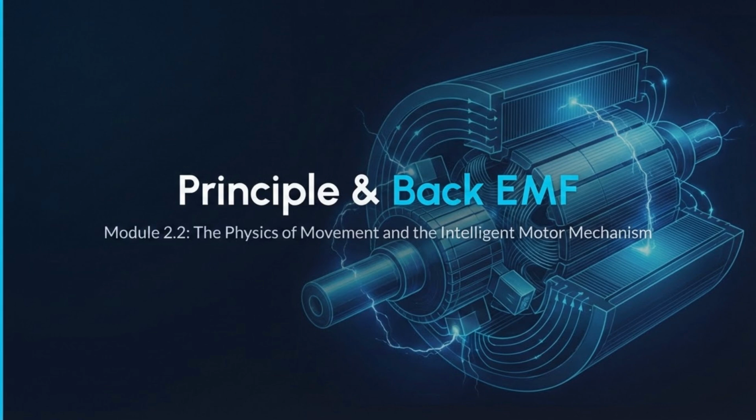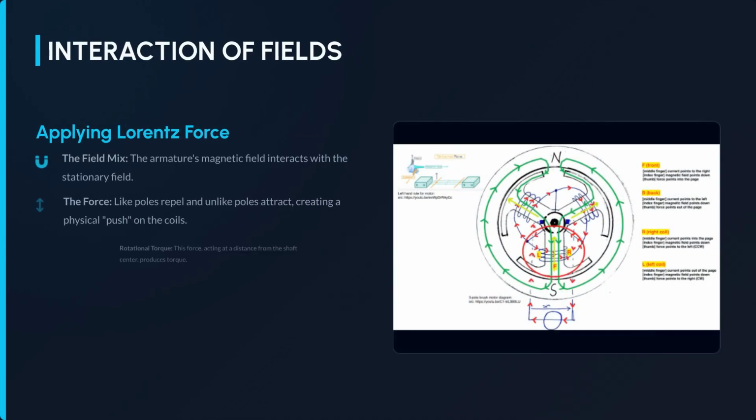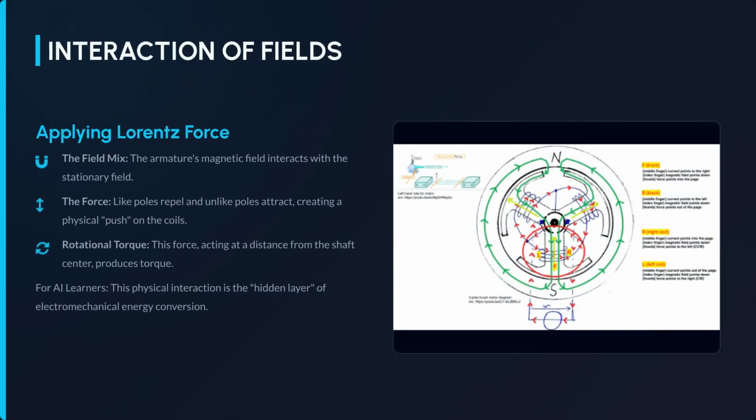Welcome to Module 2.2, the Physics of Movement and the Intelligent Motor Mechanism, focusing on the DC motor working principle and back EMF. The DC motor's rotation begins with the interaction of magnetic fields, applying the Lorentz Force. The armature's magnetic field interacts with the stationary field, causing like poles to repel and unlike poles to attract. This force creates a physical push on the coils, generating rotational torque.